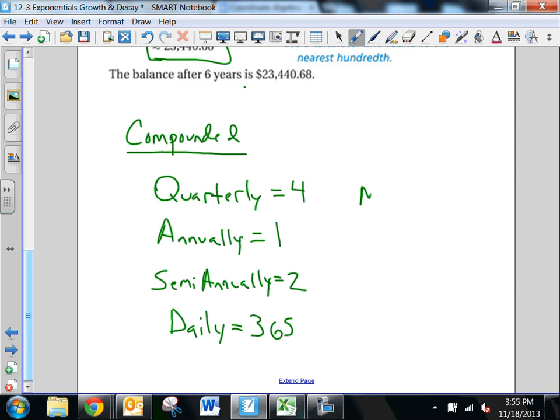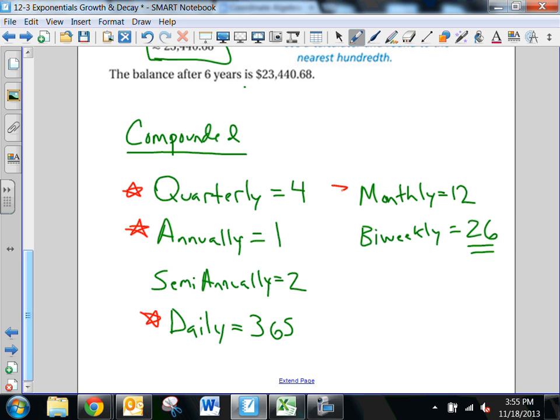You'll see monthly, and that will be equal to 12. And you might see bi-weekly, all right? There's 52 weeks in a year, so bi-weekly we would say 26, every 2 weeks. So those are some words you're going to see, mainly quarterly, put a star on that one, annually, daily, and monthly, okay? I would expect you to know those 4 problems.